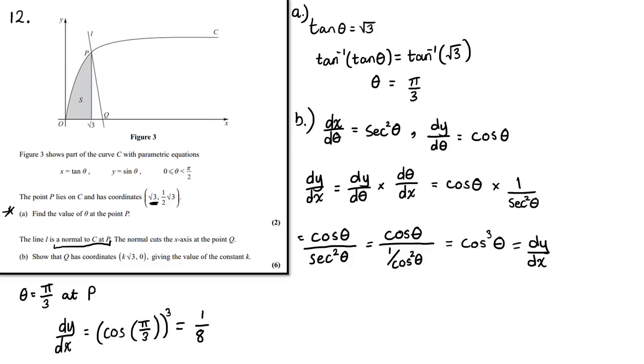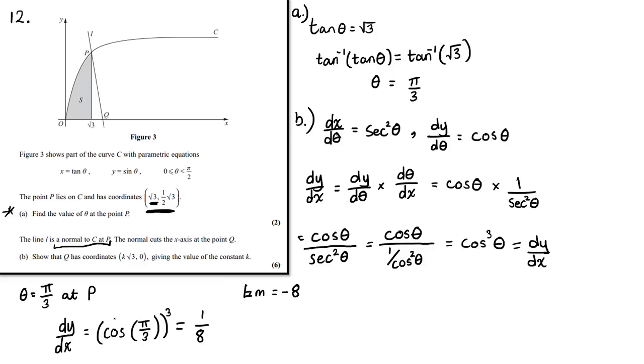But we have to be slightly careful here. The line L is a normal to C at P. So we're not using this as our gradient, as our m here, but we want to take the negative reciprocal. So flip this fraction and times it by -1. So the perpendicular gradient here is -8. Now we've got the value of the gradient that we're using for our normal. We've got the point P here, so we can easily find the equation of the normal now.